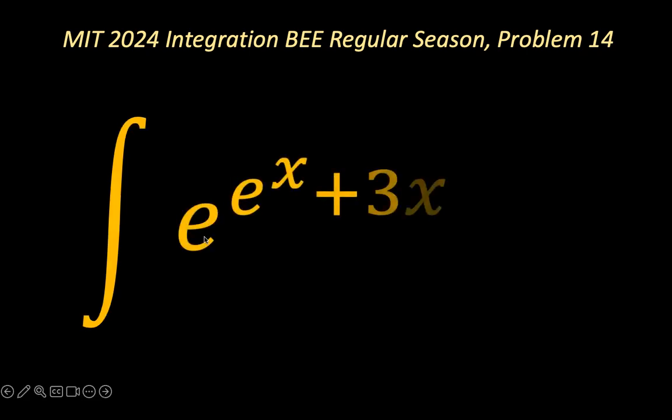So today's problem is problem number 14 of the MIT 2024 integration B regular season, which is the indefinite integral of e to the power x plus 3x. This is definitely an interesting problem.